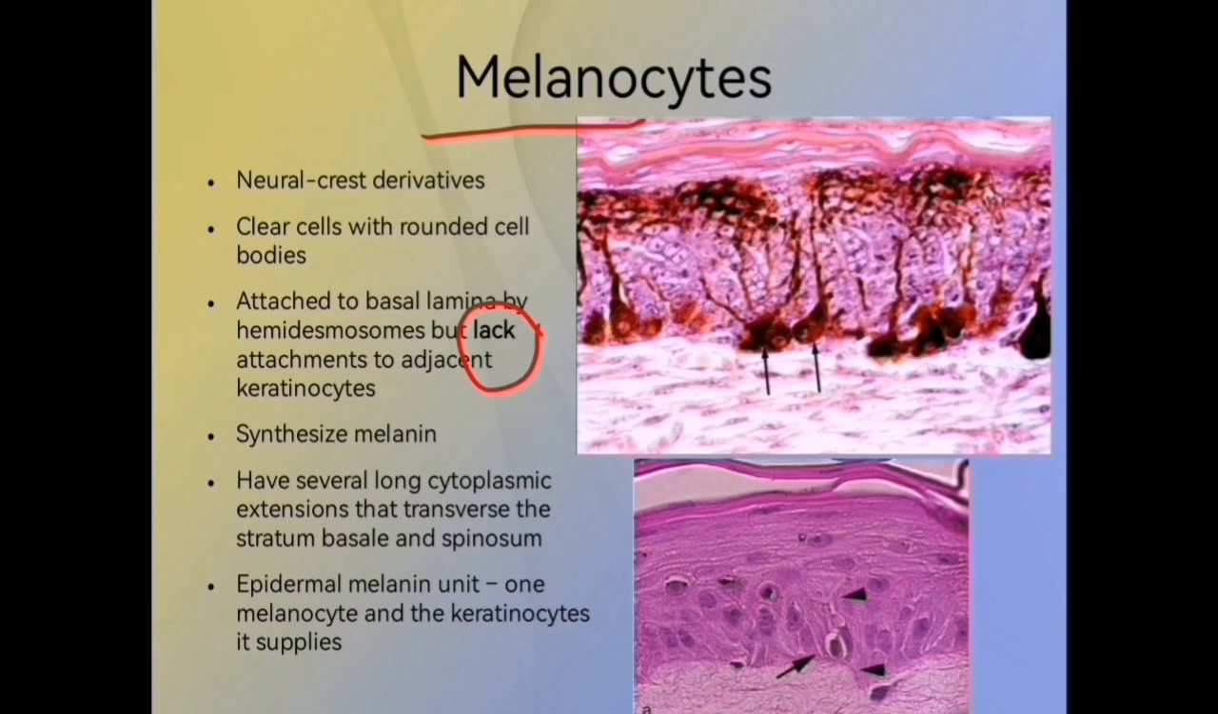Each melanocyte and the keratinocytes to which it supplies melanin is referred to as the epidermal melanin unit. For the identification of melanocytes, we can find them in the stratum basale, and they are clear cells. They are different from other cells of the stratum basale, because the keratinocytes appear basophilic, but these ones are clear cells. They have a clear cytoplasm.